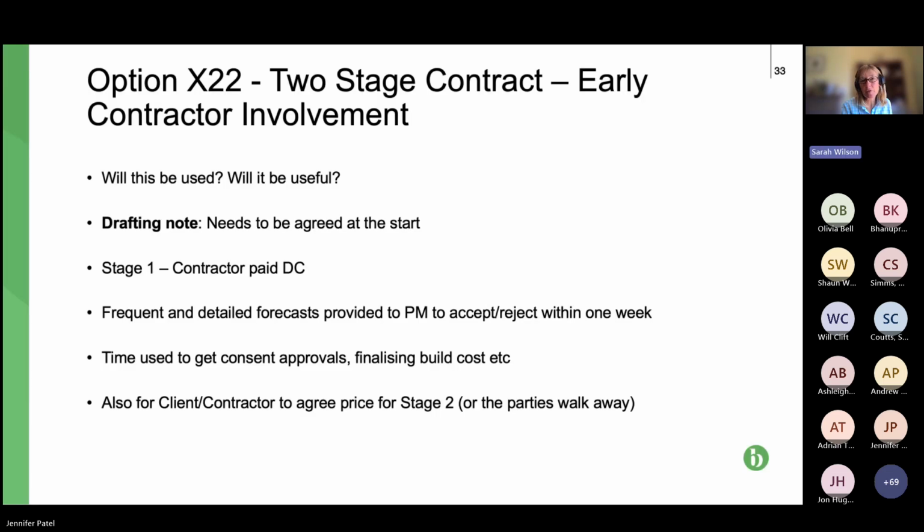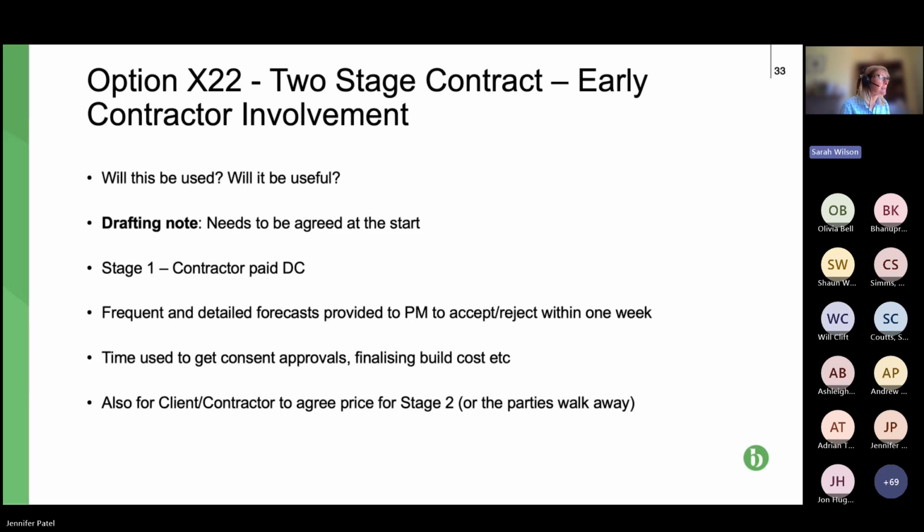X22, you might have come across this already, because this is two-stage contracting, which is, in my experience, gaining some traction. So basically, stage one is that early contractor involvement to do the things that you might otherwise do under, say, a letter of intent. So possibly early ordering, which has become a trend since we've had high inflation, but also doing ground site investigations, things like that, but also pricing the work.